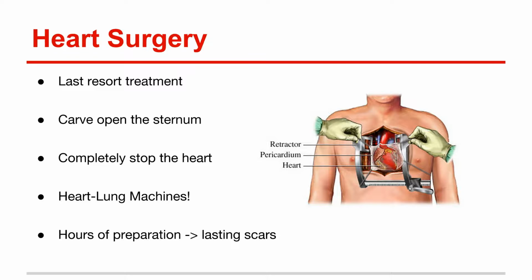Open heart surgery is a last resort because, as you can see in this image here, the chest is cut open and the sternum is split in half, and the patient has to be put under fully. This results in a pretty large scar right down the middle of a patient's chest.